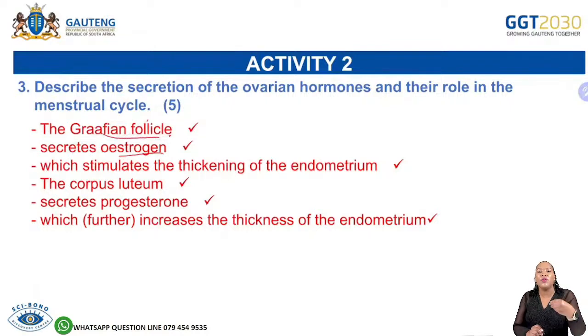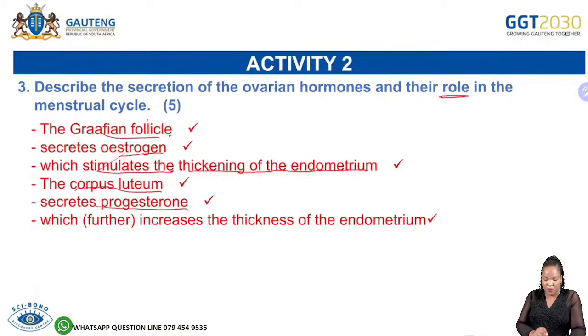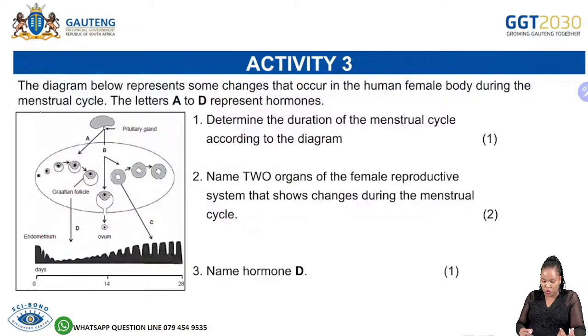Meaning we want to know where they come from and what their effect and role is going to be. This estrogen is going to stimulate the thickening of the endometrium. Then the corpus luteum is going to secrete progesterone, which increases the thickness of the endometrium. So those are the two hormones.